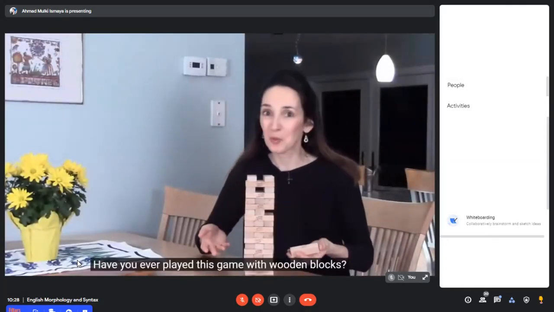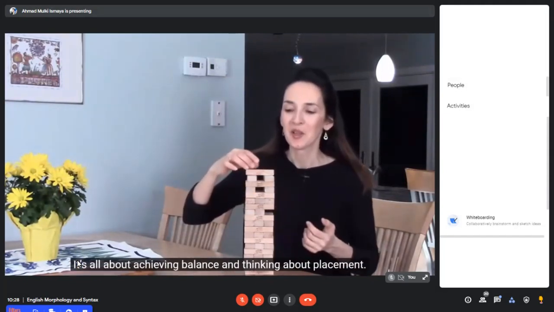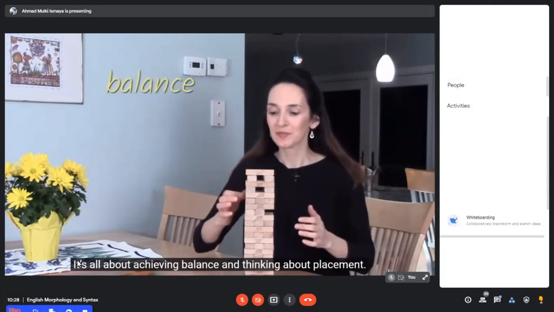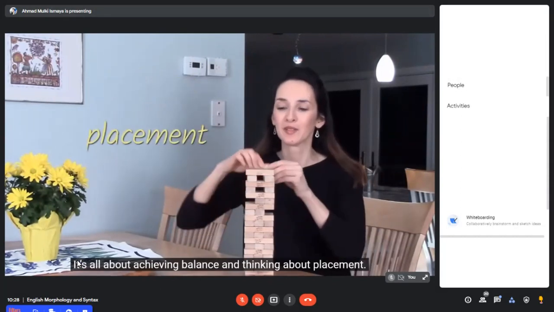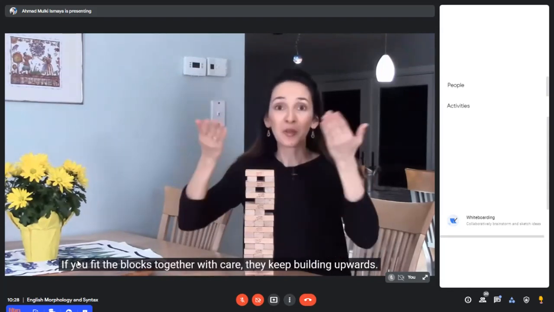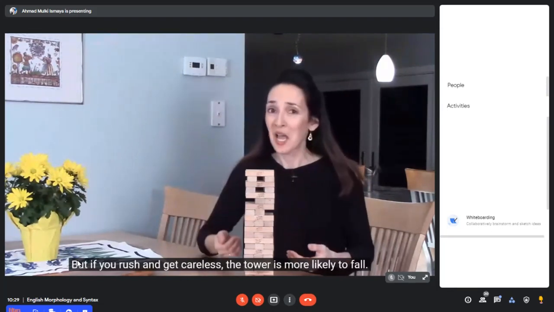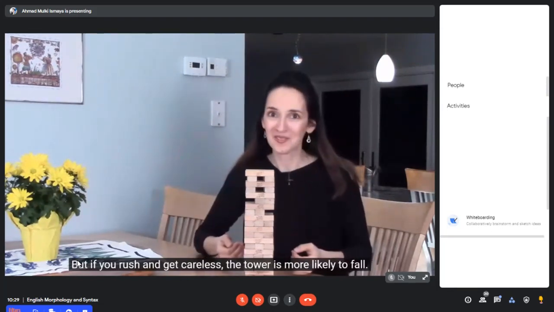Have you ever played this game with wooden blocks? My children and I like playing it sometimes. It's all about achieving balance and thinking about placement. If you fit the blocks together with care, they keep building upwards. But if you rush and get careless, the tower is more likely to fall.